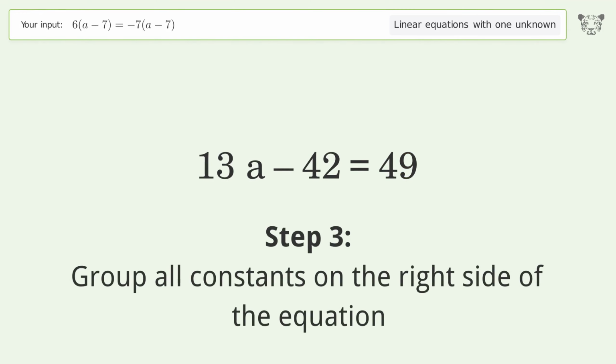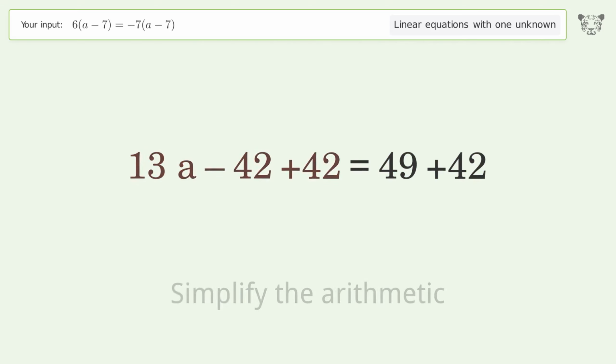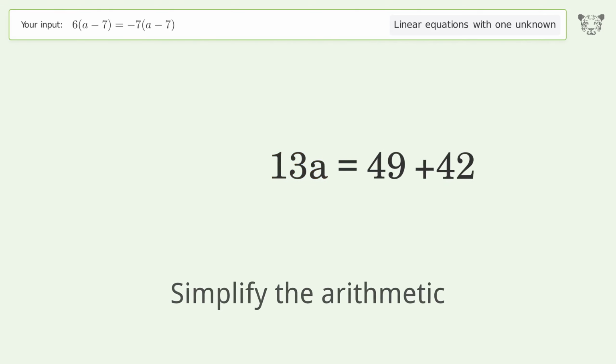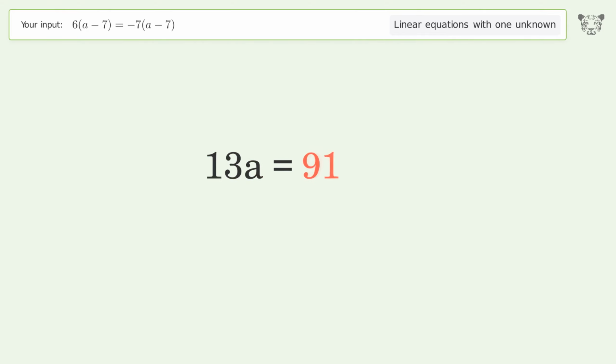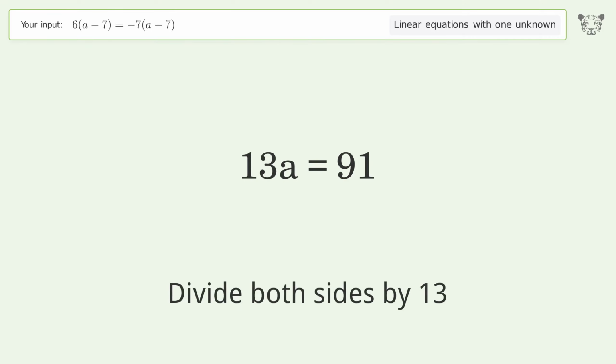Group all constants on the right side of the equation. Add 42 to both sides. Simplify the arithmetic. Isolate the a. Divide both sides by 13.